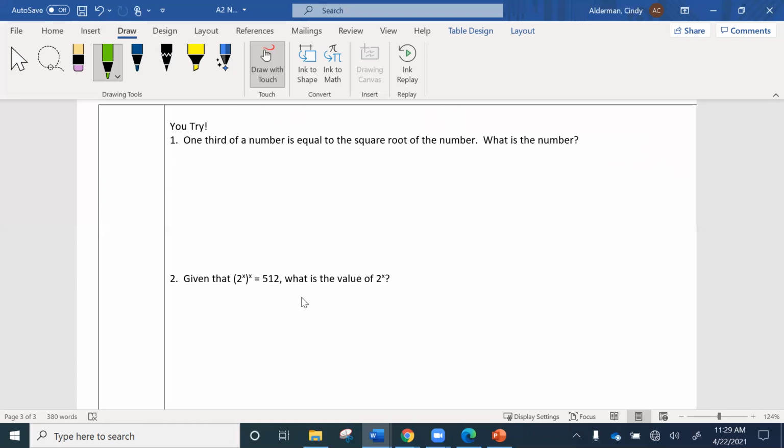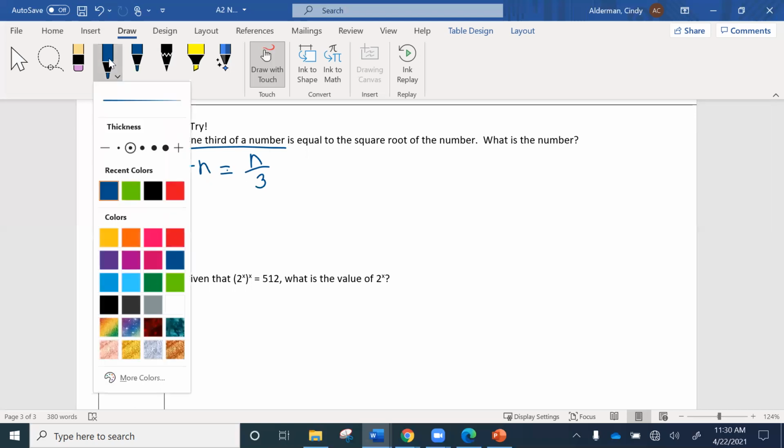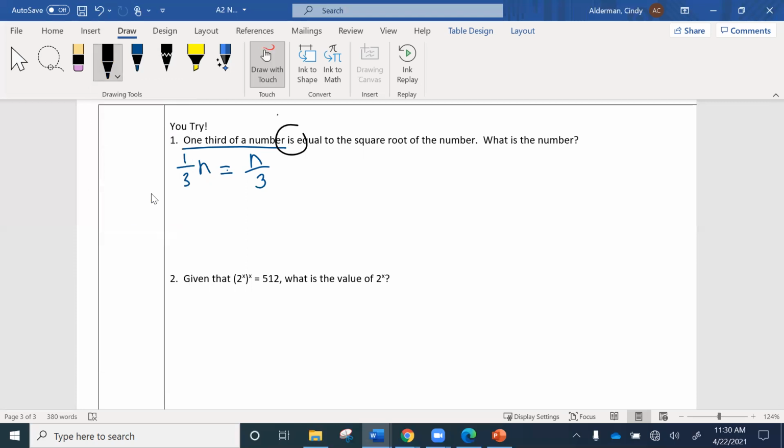All right, hopefully you had a chance to try those. Okay, it says 1/3 of a number. All right, let's figure out what that is. 1/3 of a number. Well, that's the same thing as n over 3, right? Okay. There's that word again. We like that word because it tells us what we're trying to set up. That's equals. So 1/3 of a number is equal to the square root of a number.